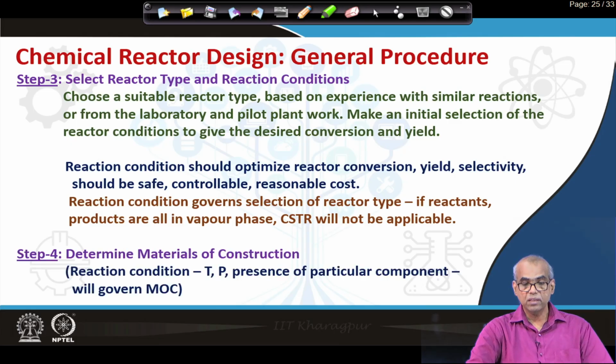Then we can determine the materials of construction. The factors that govern the choice of material of construction will be reaction conditions such as temperature, pressure, presence of particular components. It may be required that you make use of special alloys.